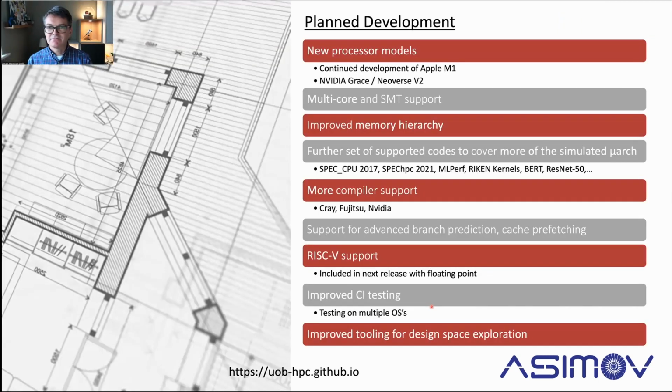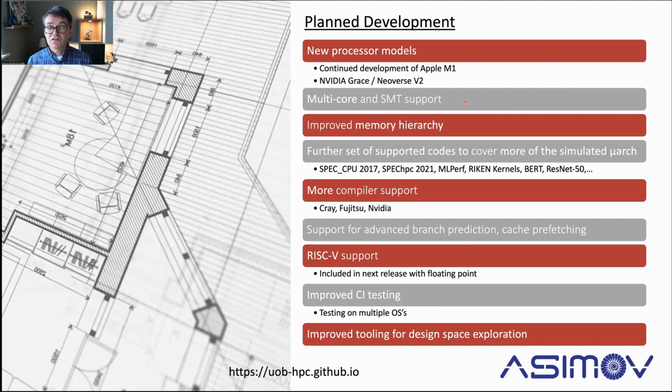What's coming next? Well, we've got lots of things we're planning on doing with the simulator. We've got more core models coming. Our M1 model is very new, so that will be refined. We're planning on doing an NVIDIA Grace core model, which is an ARM Neoverse V2. That's quite quick and easy for us to do. And once we've got hardware, we'll be able to make that quite accurate.